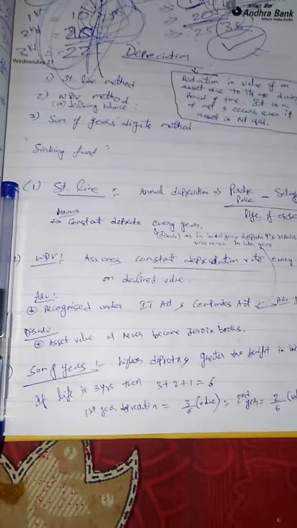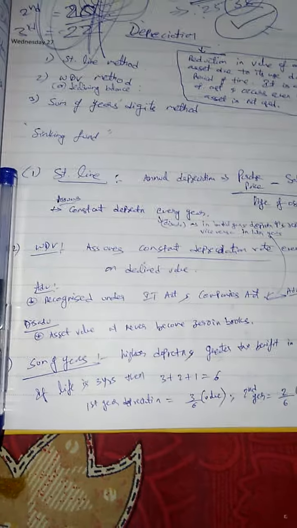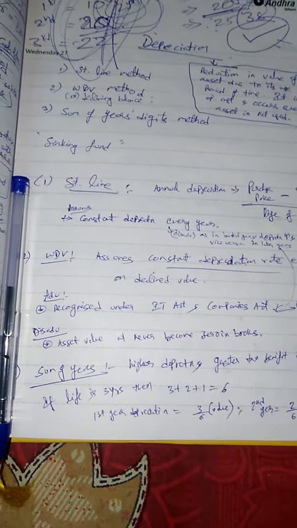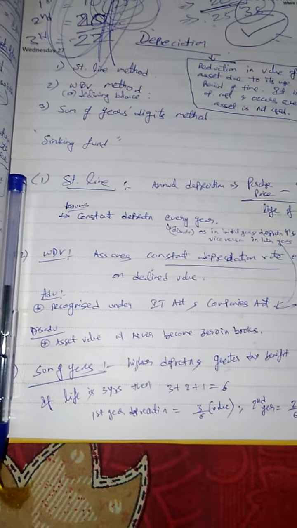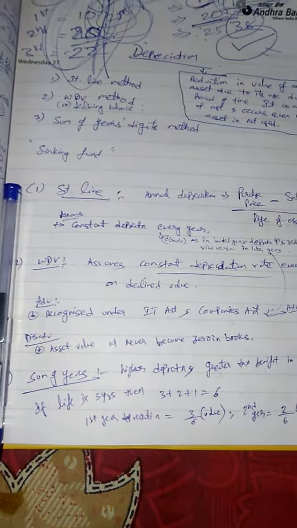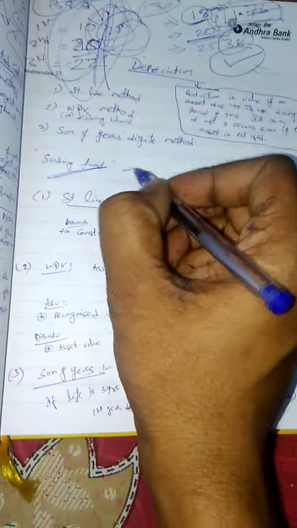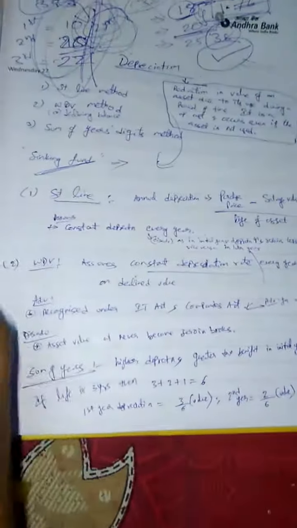We have three methods. One is the straight line method, second is the written down value method, WDV method, or declining balance method, and third is the sum of years digits method. And there is one terminology in depreciation called sinking fund. What is sinking fund? Sinking fund is the fund in which the depreciation we calculate every year is accumulated, which will be utilized at the end of the life of an asset to purchase new machinery or to replace the existing asset.